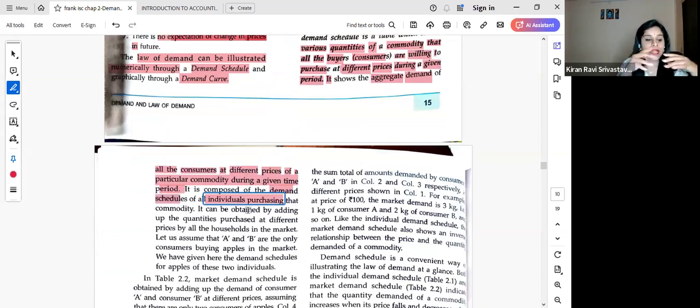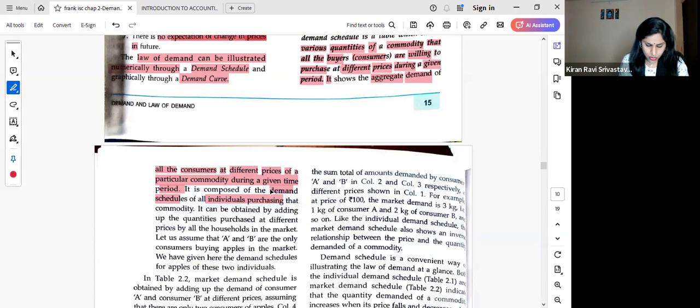So if we combine, for example, individual A, individual B, individual C, if we make all the tables separately, it's the demand schedule for A, B, C, that's individual demand. If I have to make a market demand schedule, then I will combine all the quantities of A, B, and C in one table. Price will be the same, but the quantity demanded of A, B, and C I will combine in one table, total up and aggregate all the demand and write in one table, then it becomes market demand.